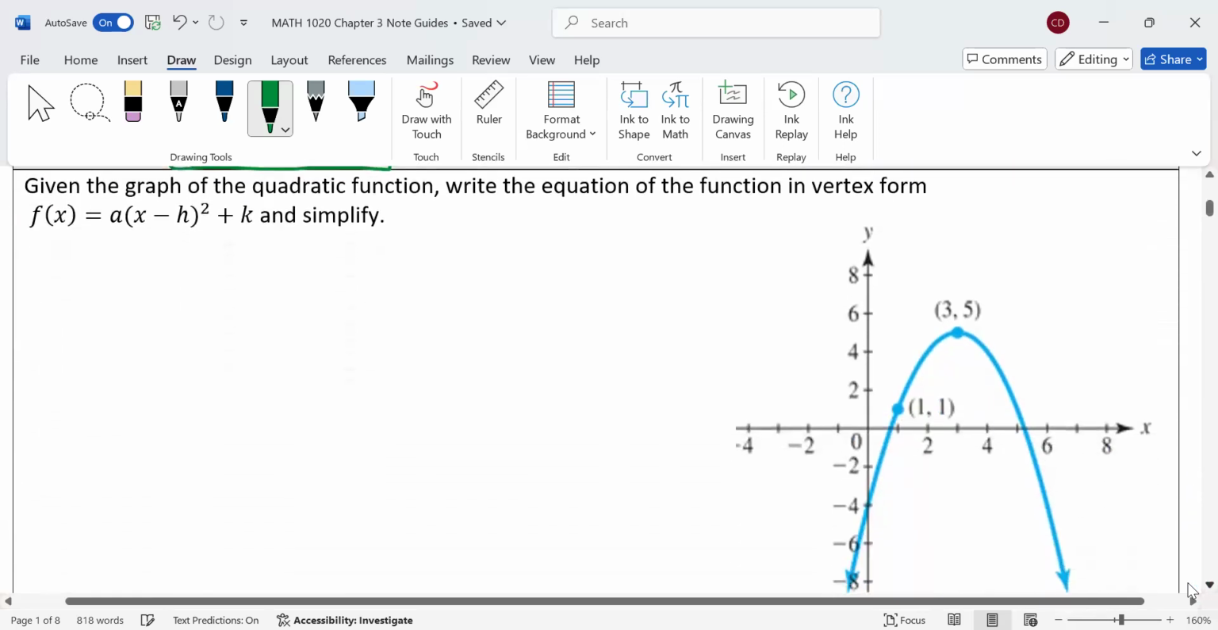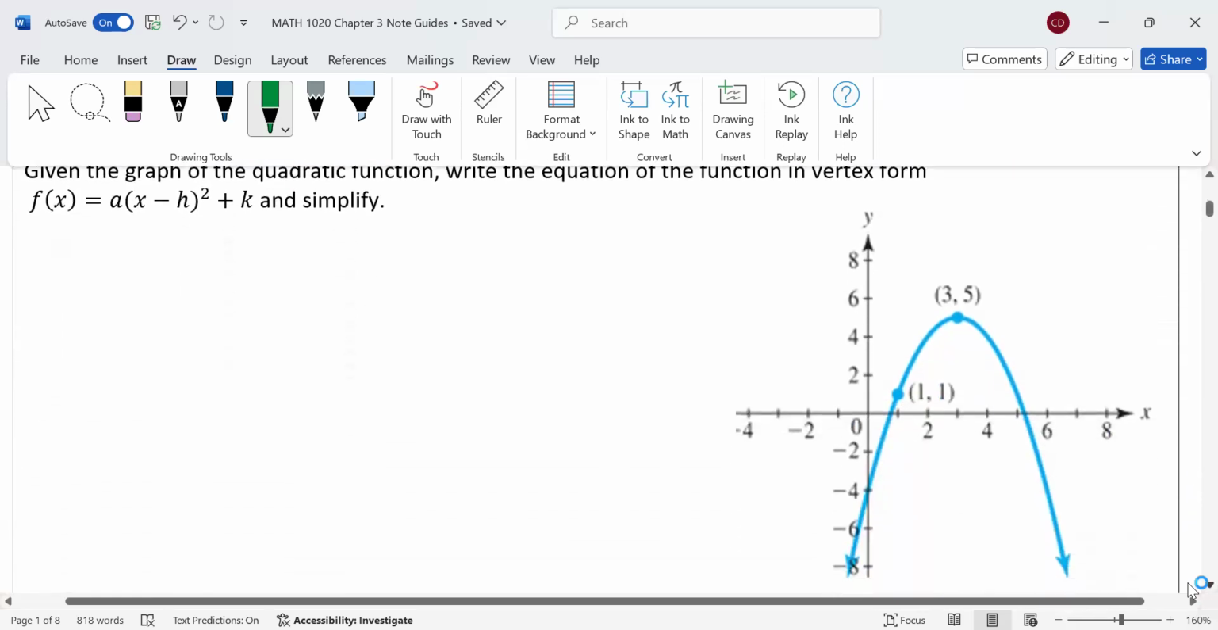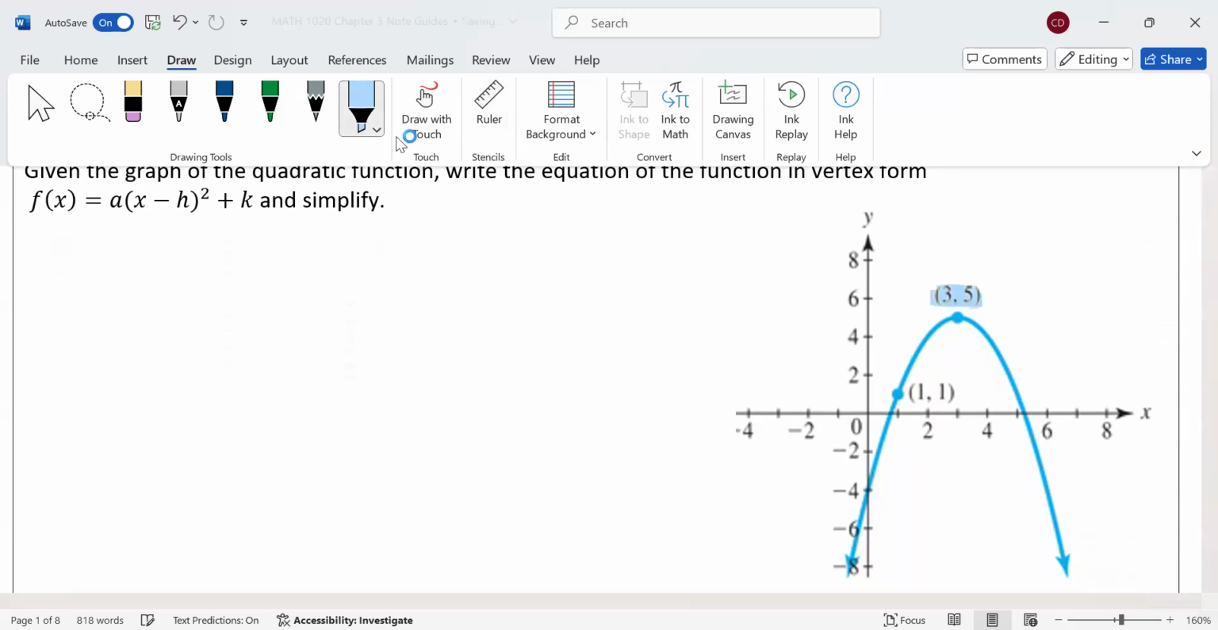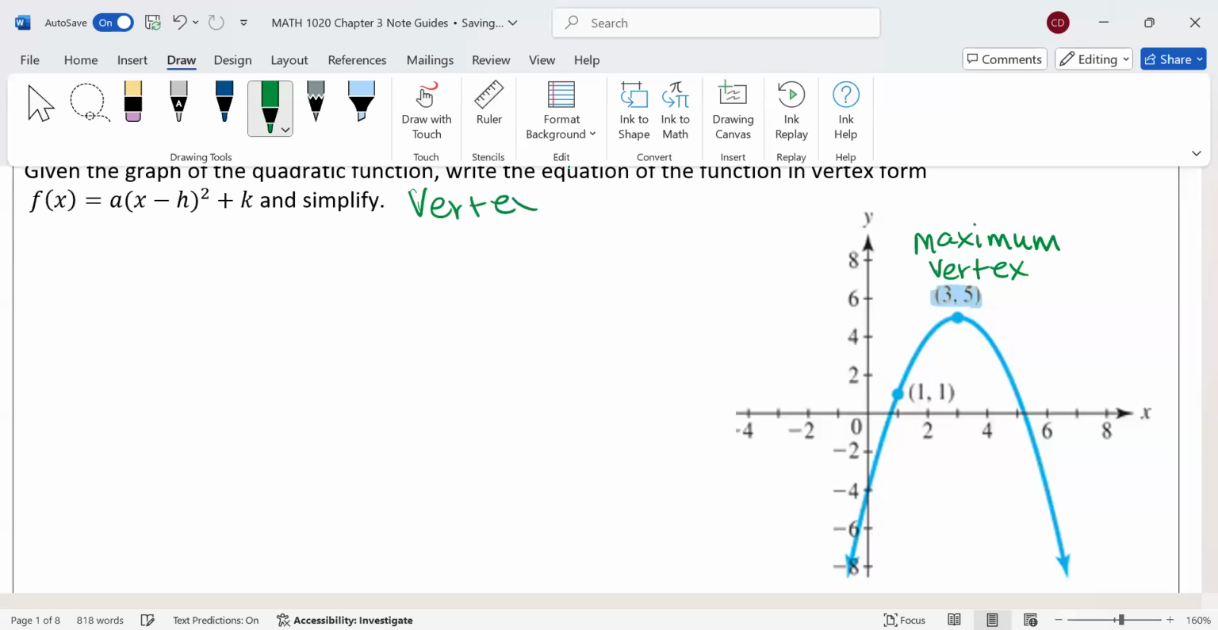Let's look at another one. Now this one is still a parabola. It just opens down. So instead of having a low point, it has a high point, the vertex. All right, so this is the vertex. So instead of being minimum, it's a maximum. All right, so we have our vertex at 3, 5.